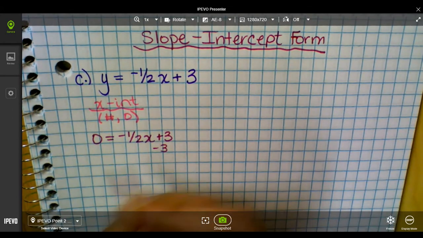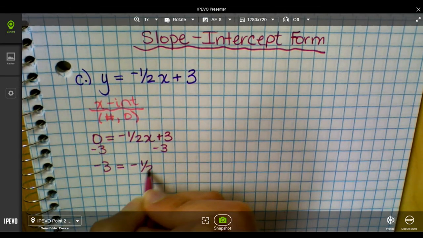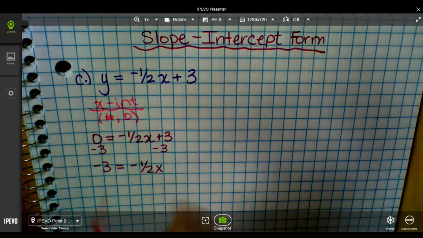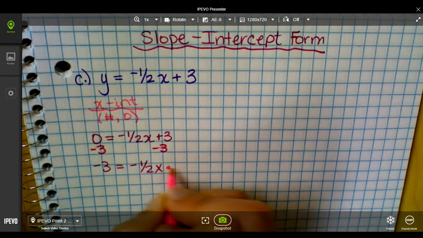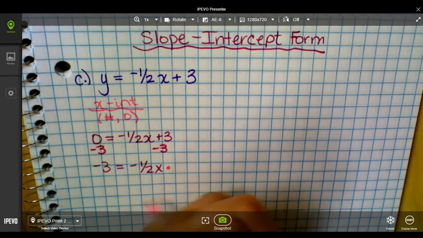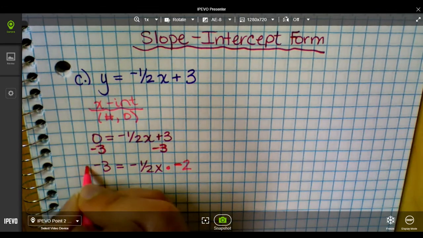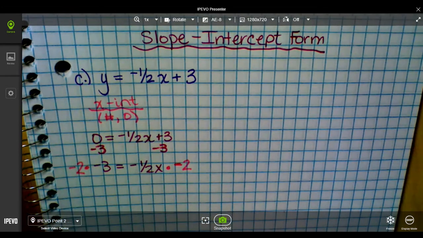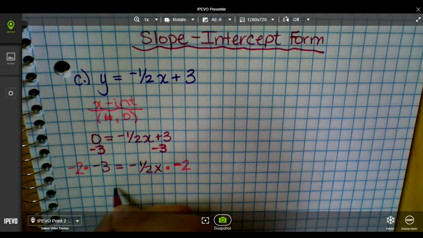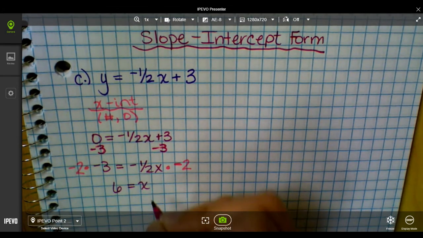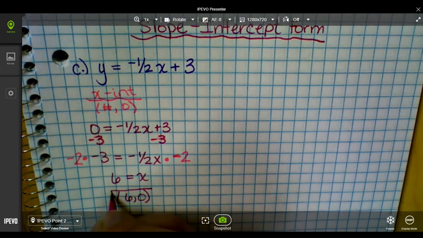So the first thing I'm going to do is subtract the 3. Negative 3 equals negative 1/2 x. And then hopefully you guys remember that whenever we're dividing by a fraction, we are multiplying by the reciprocal. The reciprocal of 1 over 2 is just 2 over 1, or just 2. In this case, it is negative, so make sure you are keeping that negative in there. We're just multiplying by negative 2. Negative 2 times negative 3 is 6, and that is what x is going to equal. So therefore, my x-intercept is going to be 6, 0.